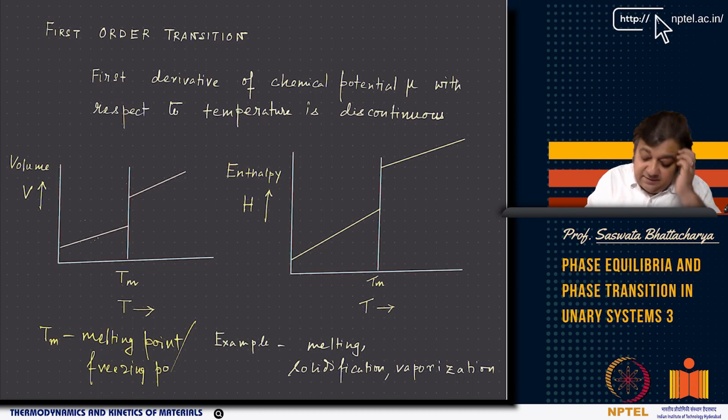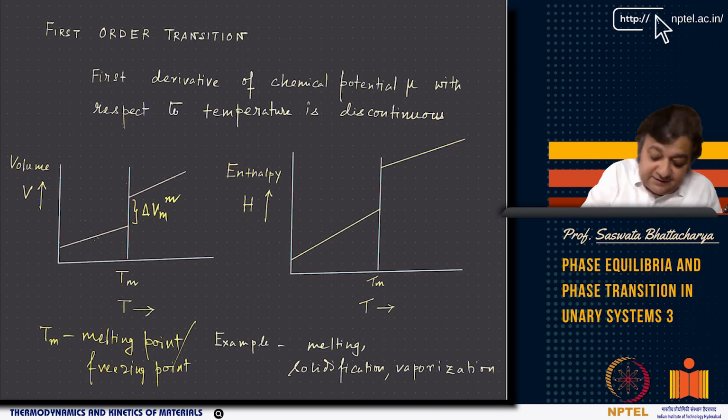Now if you see, this is your molar volume before transformation. This is the alpha phase, and this is your beta phase. At this transformation, there is a delta Vm which is non-zero. This is delta Vm Tr, the delta Vm of melting.